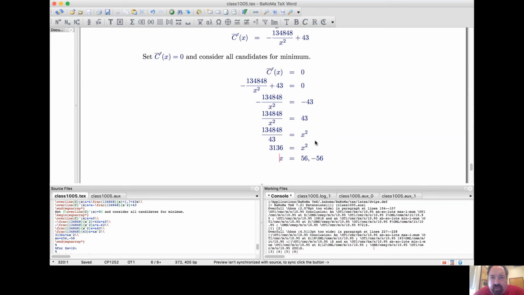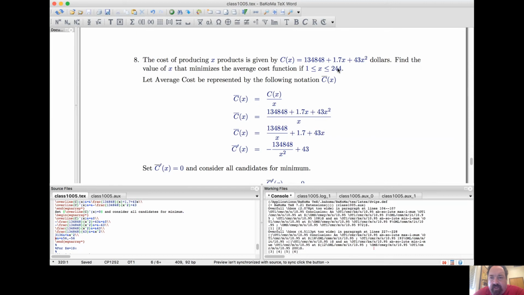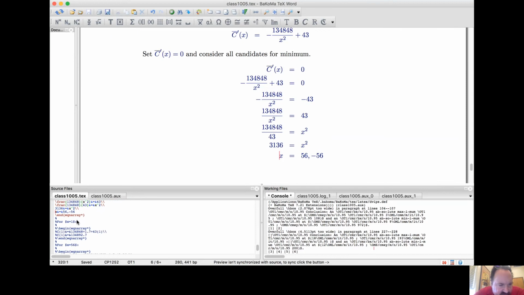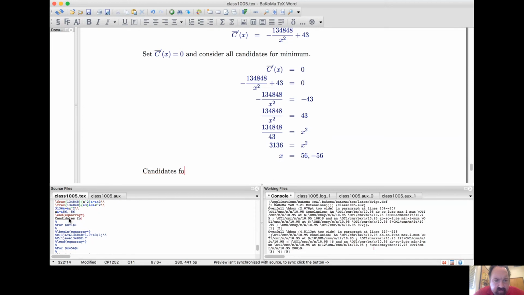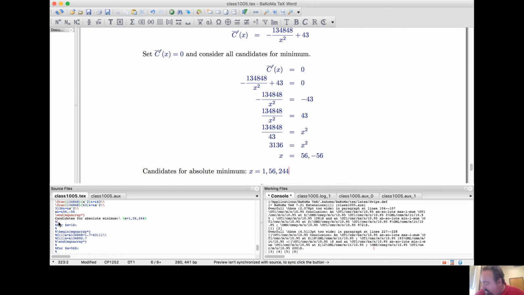Now, if we look at the critical points and compare that to the interval under consideration, x going from 1 to 244, well, minus 56 is not in the interval, so we ignore it. But x equals plus 56, that is worthy of consideration. So now we have our candidates for the absolute minimum: x equal 1, the left endpoint, and then 56, the critical point, and then 244, the right endpoint.